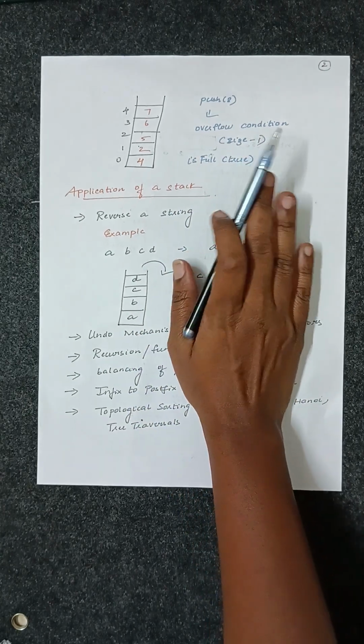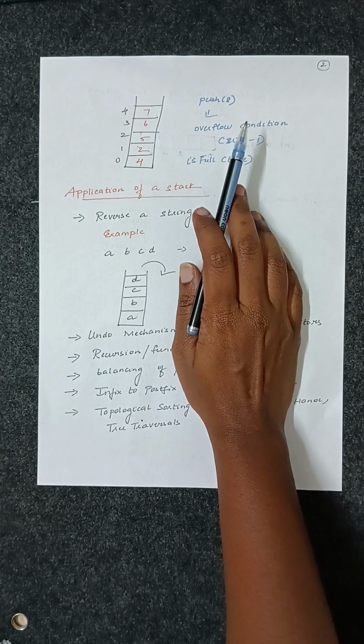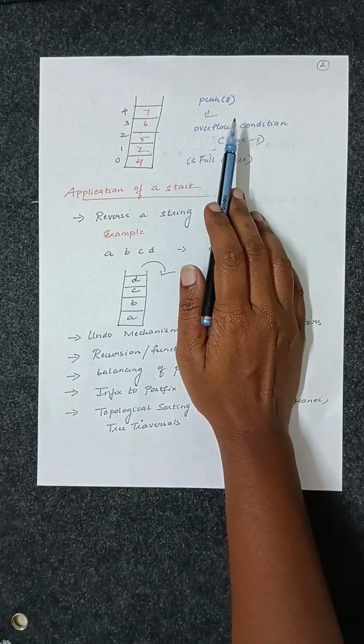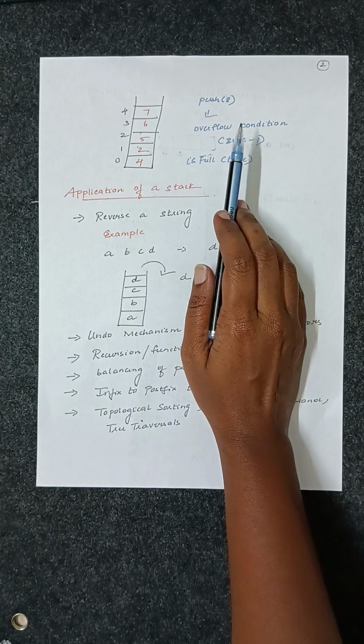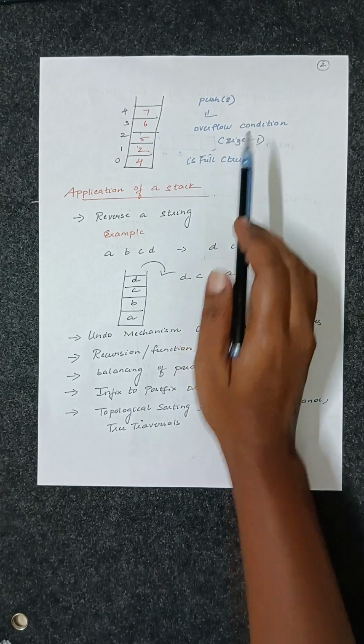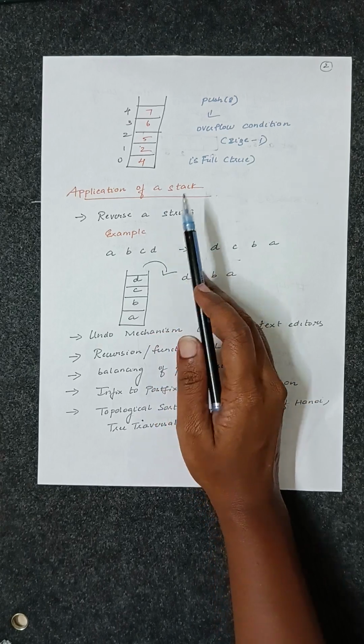So this is all about the stack operations. We learnt what a stack is, then we learnt about the operations of stack, push, pop, then peek, then isFull and isEmpty operations. Now we'll be learning about applications of stack, where all stack is used.